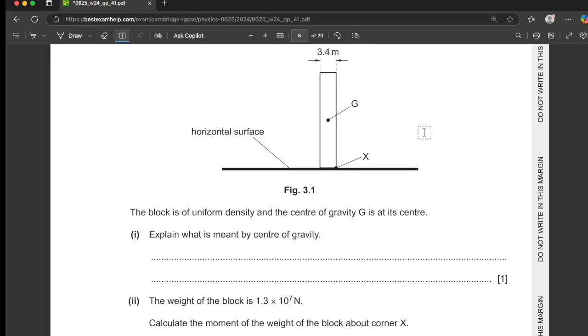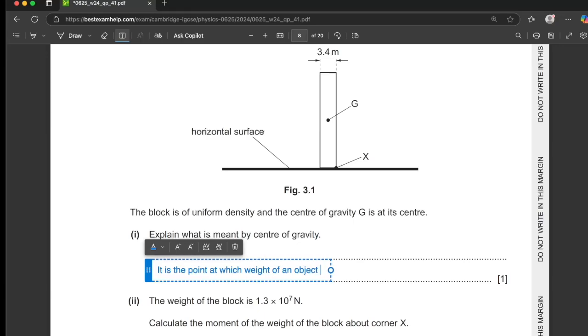So the center of gravity of an object is the point on which gravity acts, and gravity acts because there's weight. So in simple terms, we can write that it is the point at which the weight of an object acts.